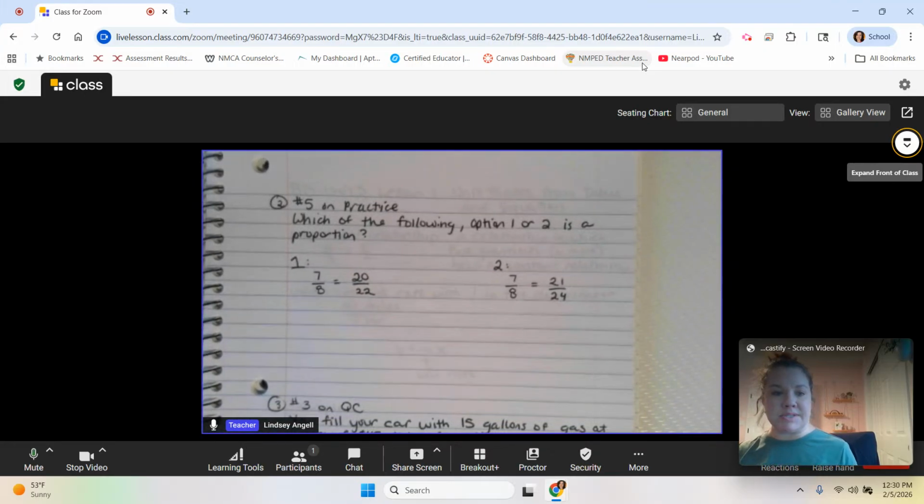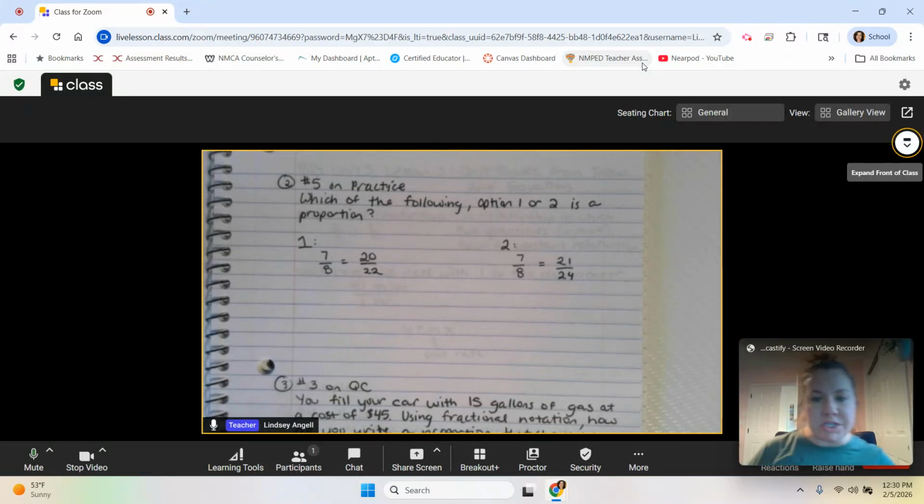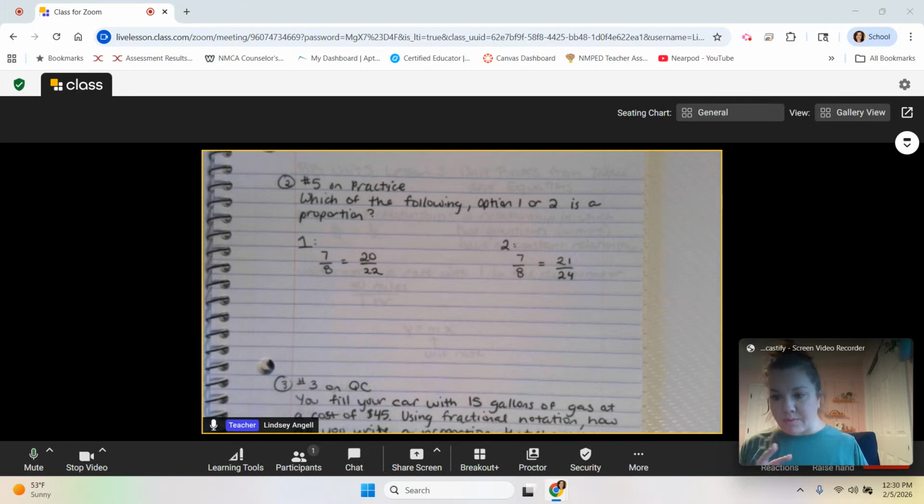All right, this next one is number 5 on your practice. It says, which of the following, option 1 or 2, is a proportion? Now, you might be thinking right off the bat, they're both proportions, they're both set up as proportions. But one is true and one is not. And there's 2 different ways that we can think about them. It's totally okay to think about them as equivalent fractions. That's what they are.